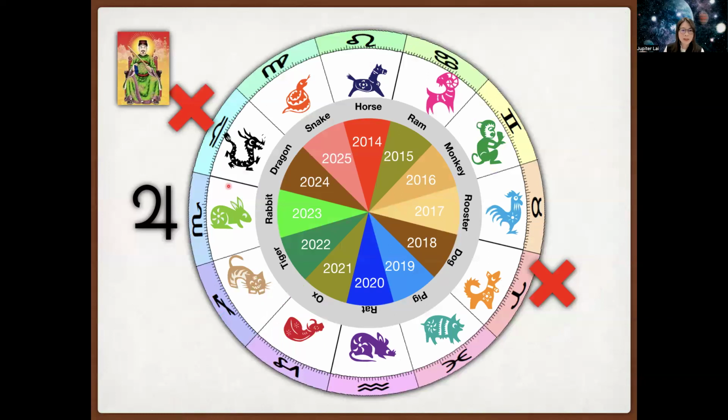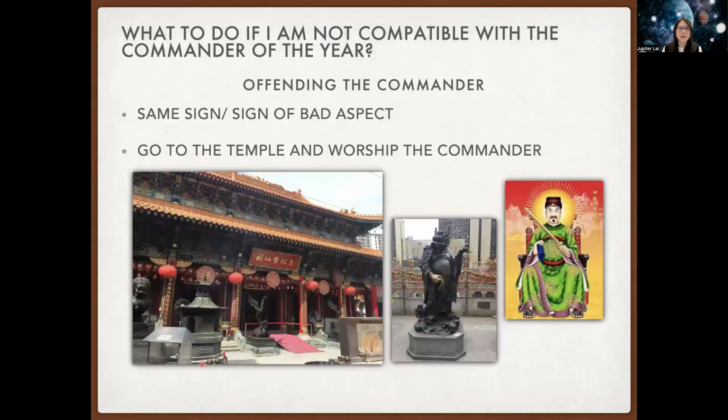So let's take a look at this year. This is the year of the dragon. If you were born in the year of dragon, or if you were born in the year of the dog, then you are not compatible with the commander of this year, the virtual god. So there will be some problems or obstacles this year. So what do we do? As you can see, with the great commander, the virtual god, there is a kind of religious element in it.